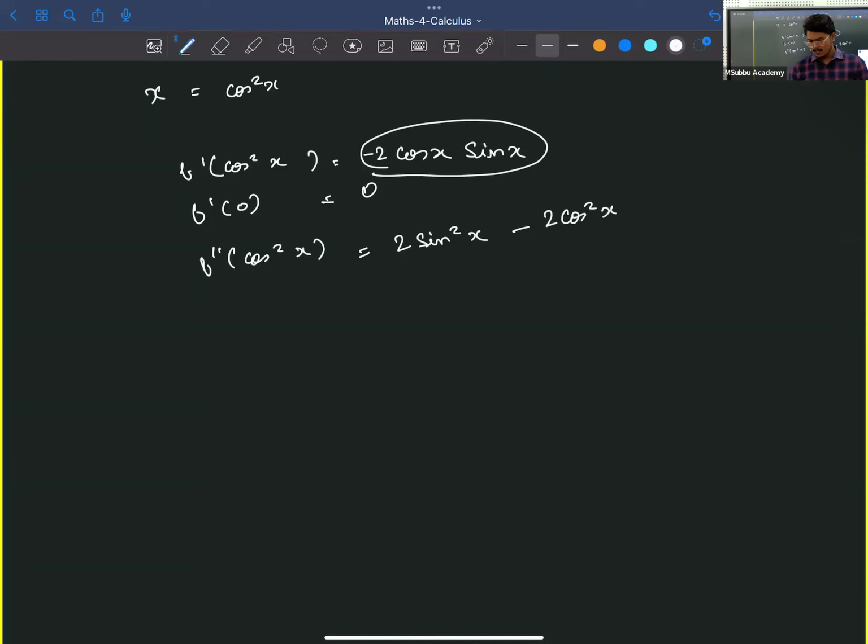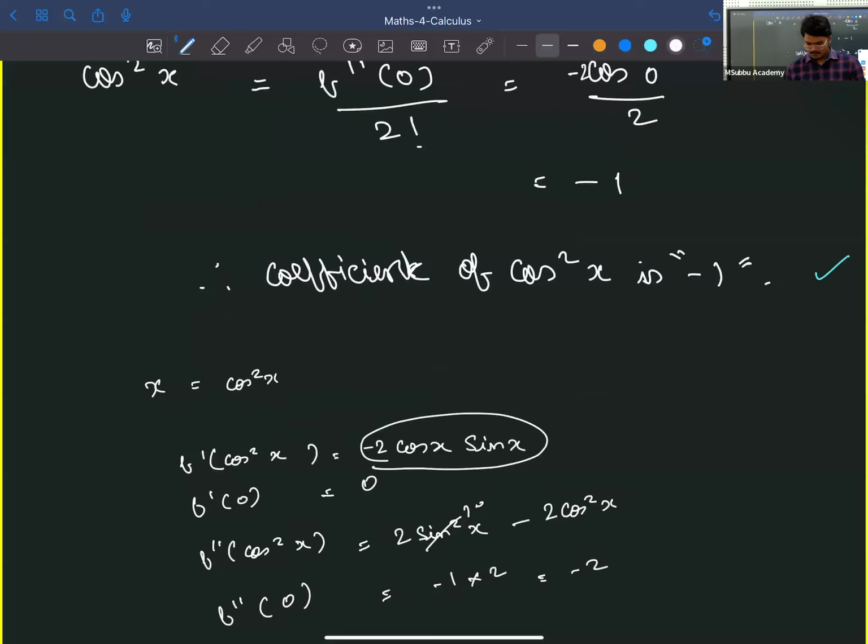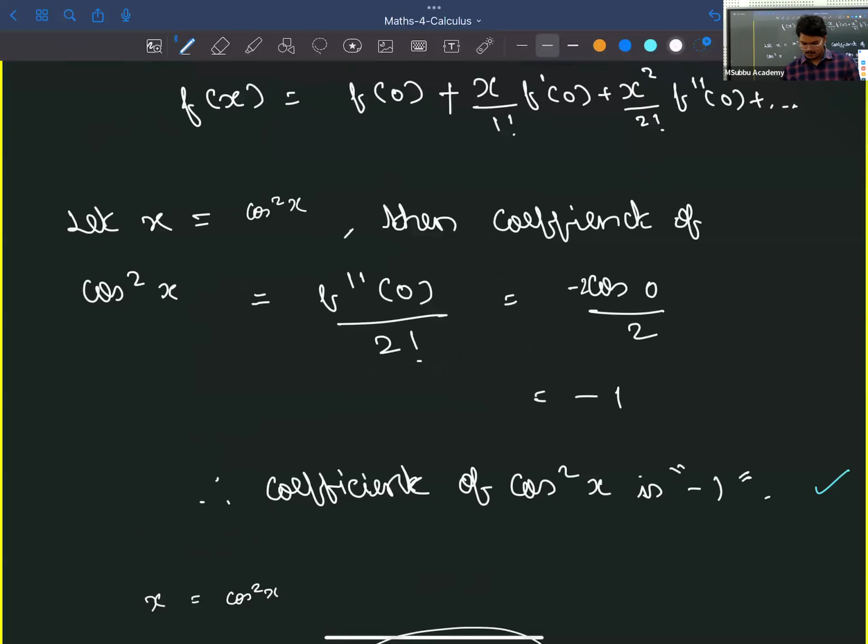x. Okay, so now when you substitute f double dash of 0, this will become 0, this will become minus 2. It's nothing but minus 2. So same thing, that's all. So minus 2.